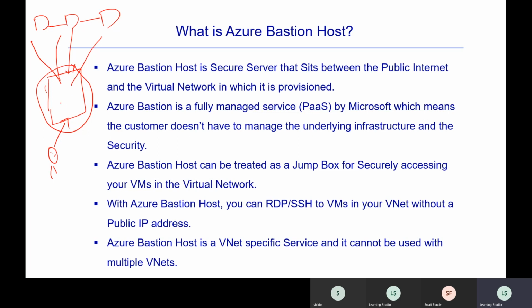Sometimes this JumpBox also has a public IP address. And when you assign a public IP address to your JumpBox, that specific server is inviting threats. It is not a secure idea, or it's not a good idea, to assign a public IP address to your resources in Azure. When I say resources, I'm talking about resources like virtual machines.